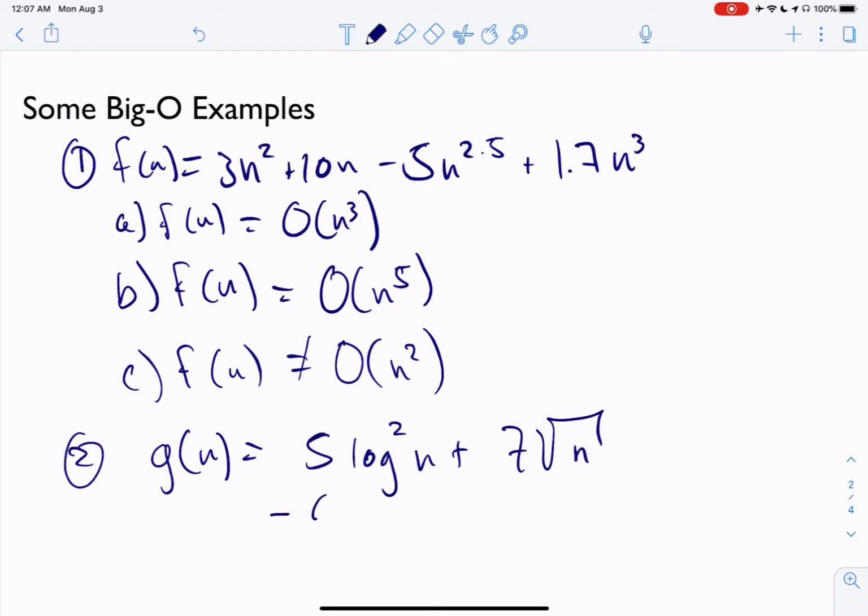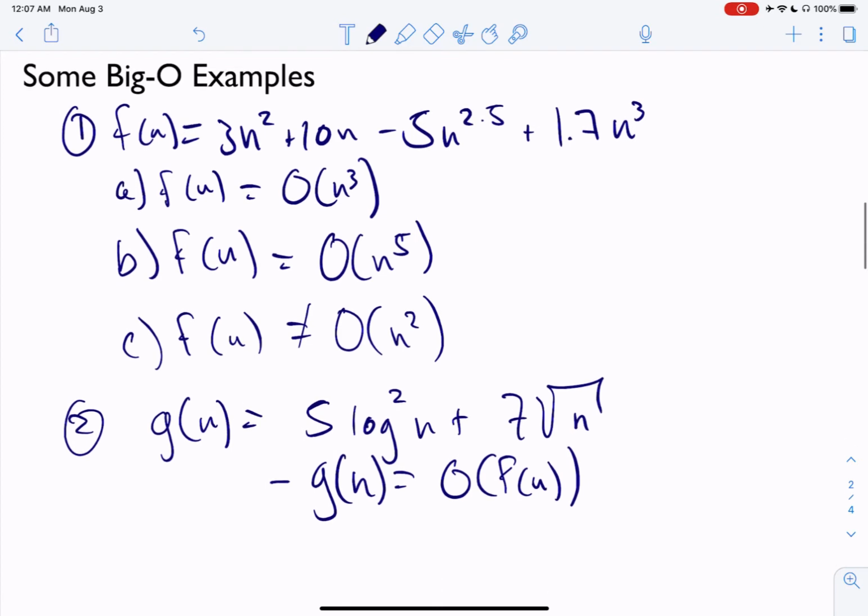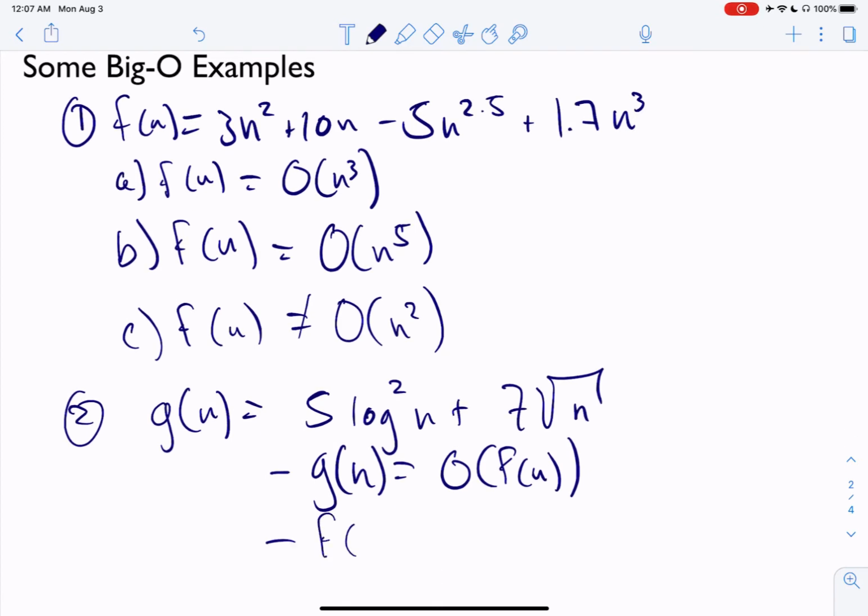Certainly it's the case that g of n equals O of f of n. That's the f of n we have above, but f of n does not equal O of g of n, right? Because the leading term for g of n is the square root of n.